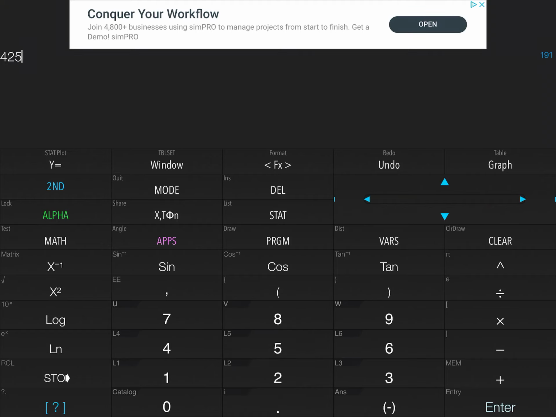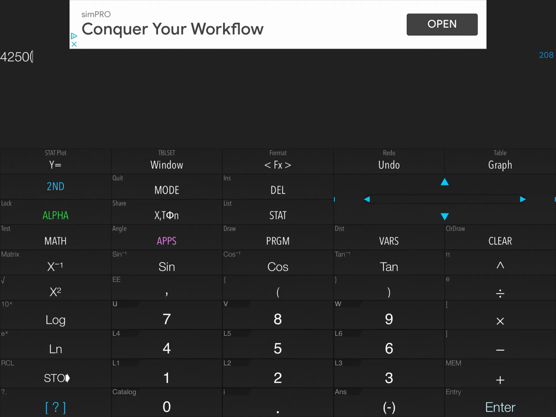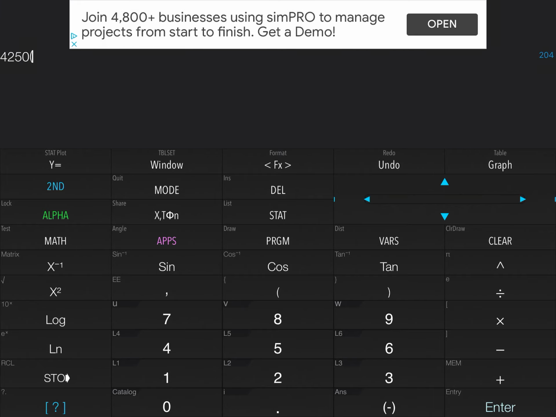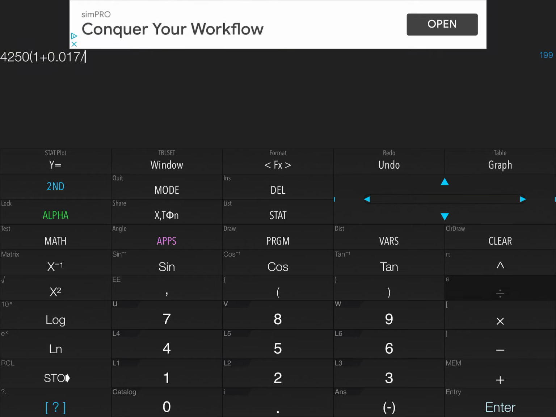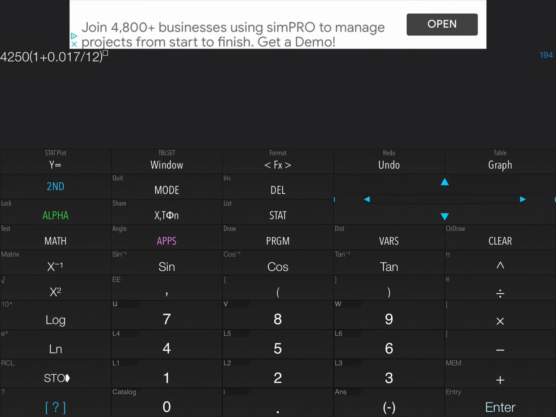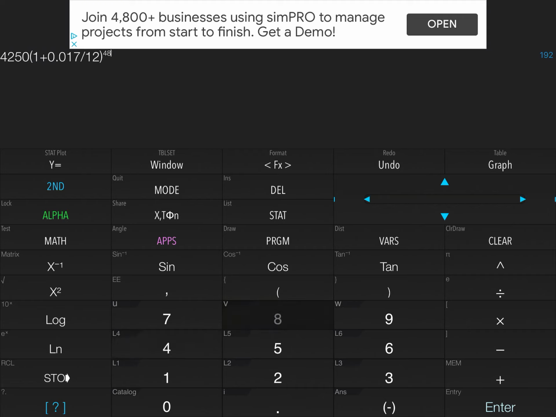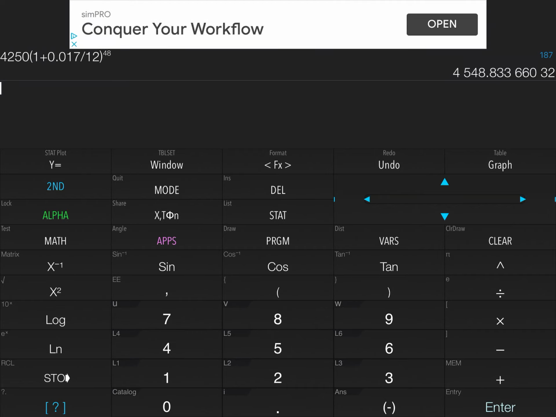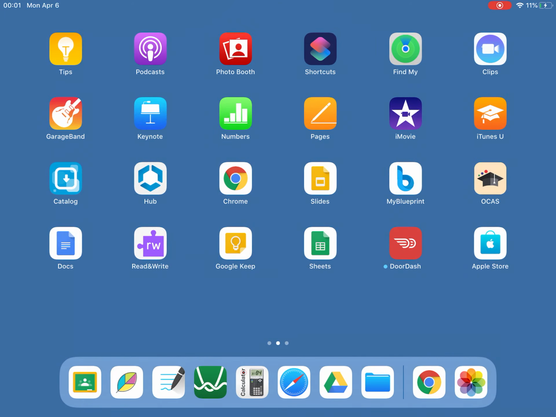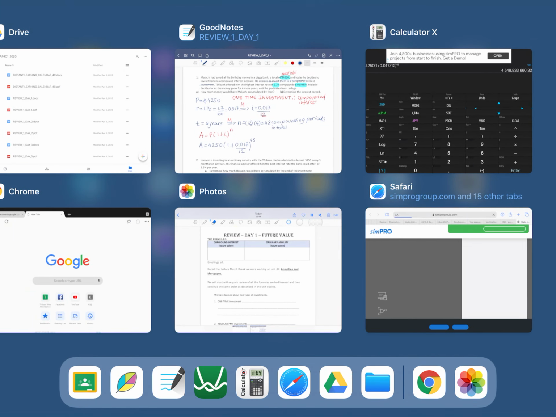We have 4,250, open brackets, 1 plus 0.017 divided by 12, close brackets, to the power of 48. There we go. And we find out that $4,548.83 was what Malachi had accumulated.